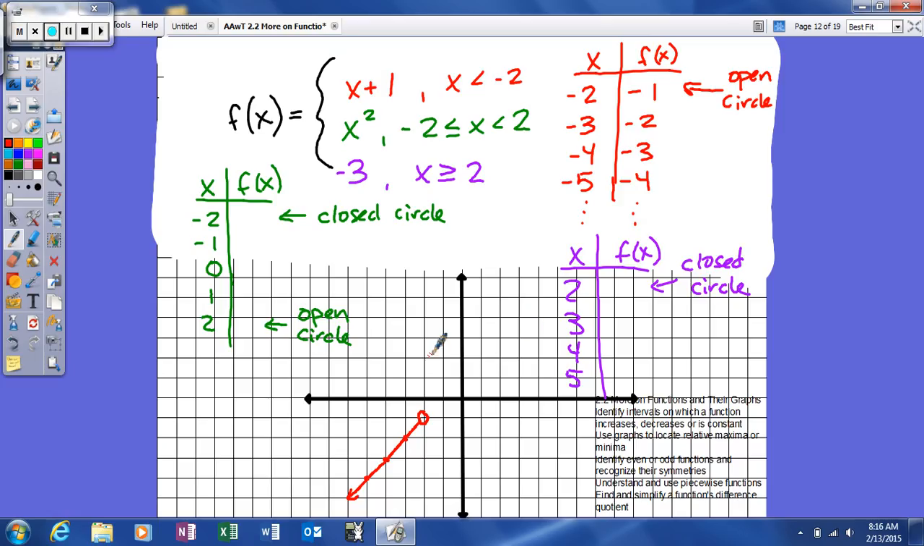And what you'll see is in a piecewise function, you won't have graphs that overlap. You won't have a graph here, and a graph here, and a graph here, because it is a function, so it still has to pass the vertical line test.